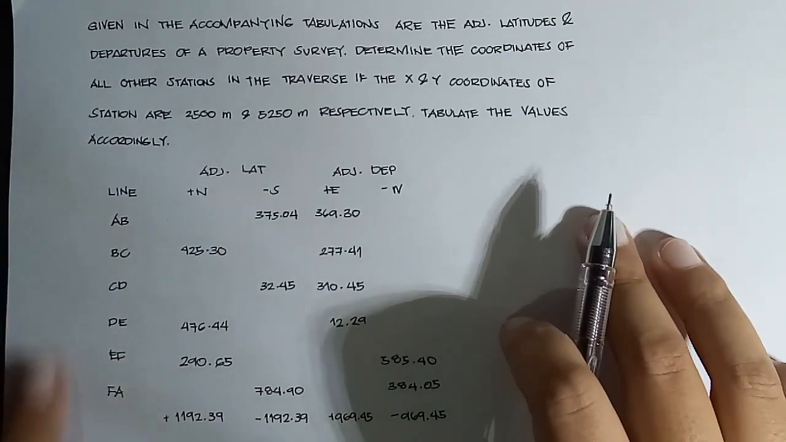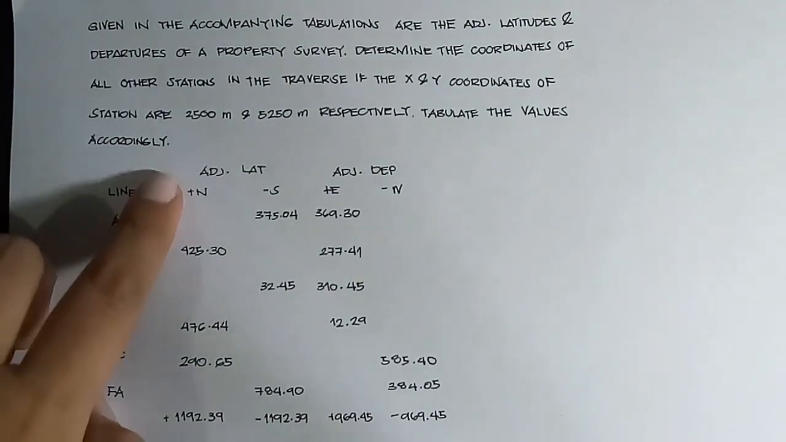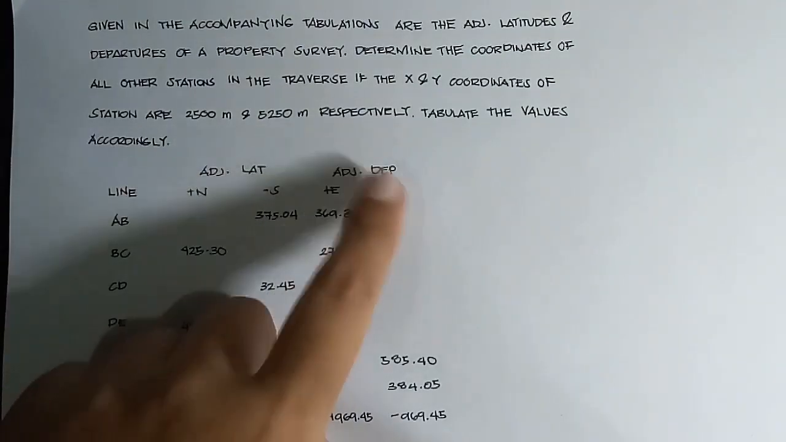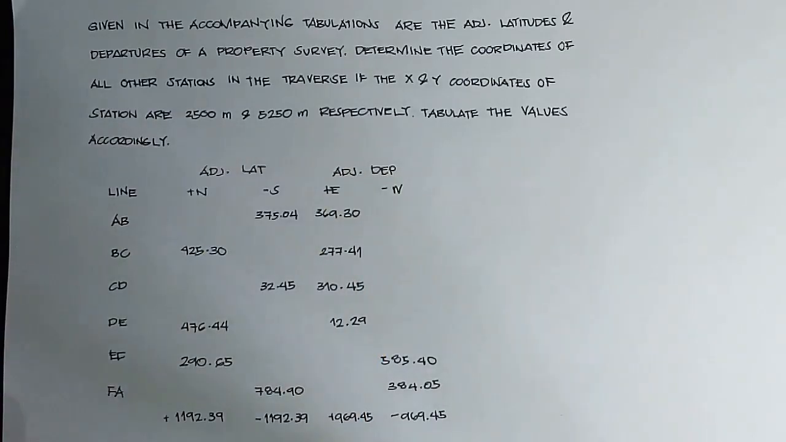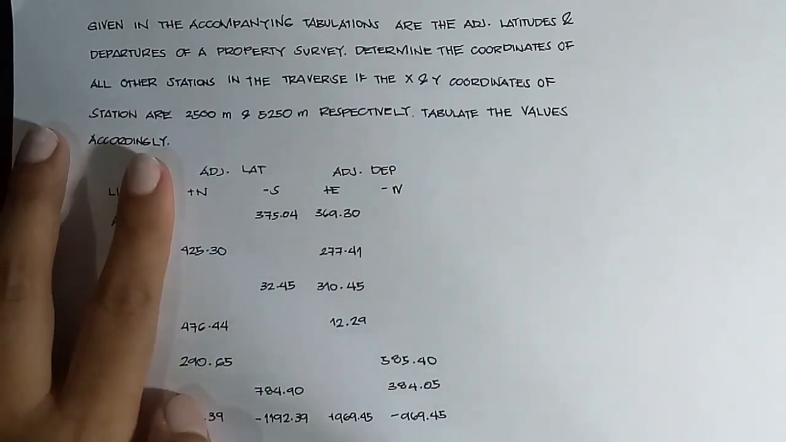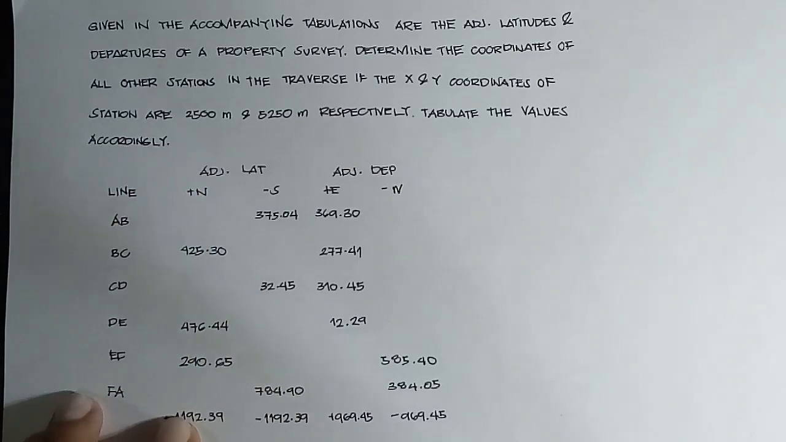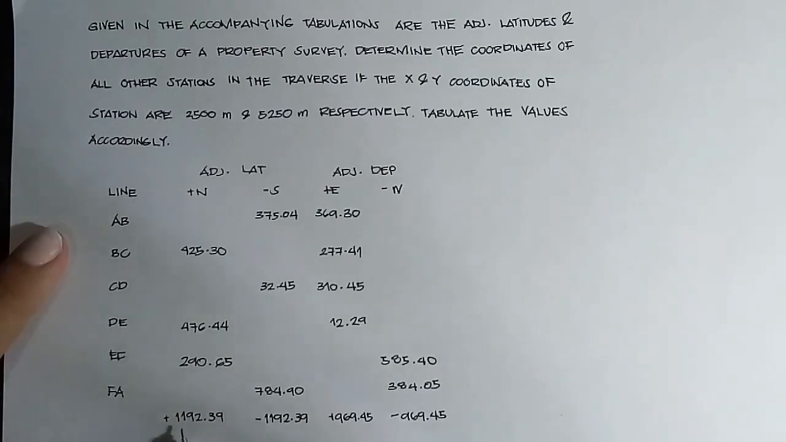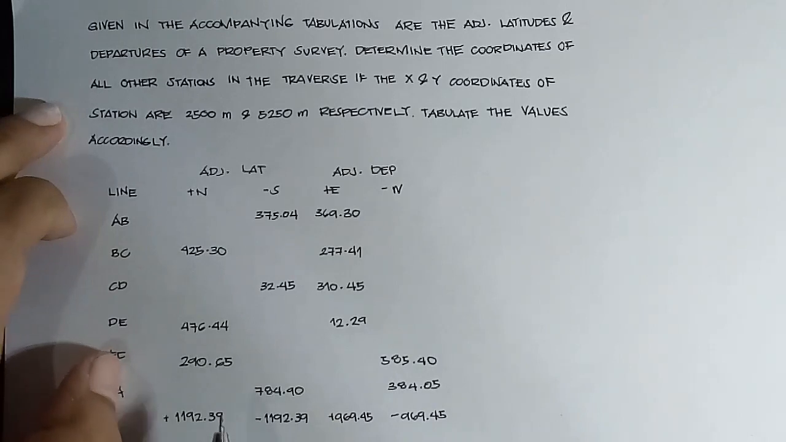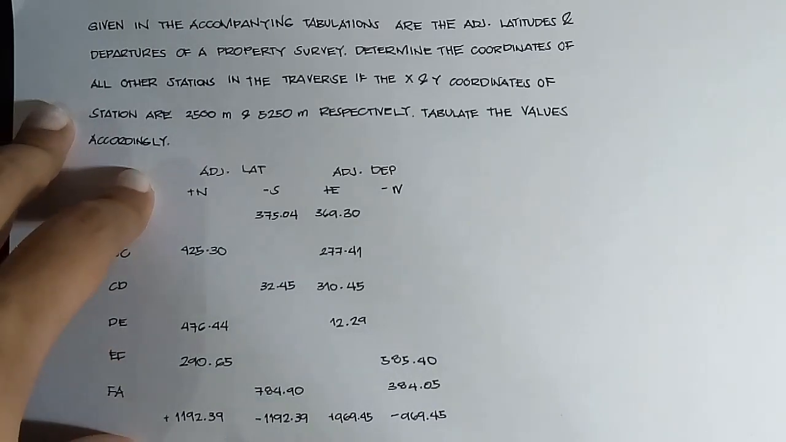So, dito, meron nang given na tabulation. Makikita natin yung lines and then yung adjusted latitudes and adjusted departures. So, lahat ng values natin dito sa north na latitude, ito total natin. So, laging lalabas dyan is positive. 1,192.39 yung total para sa north na adjusted latitudes.